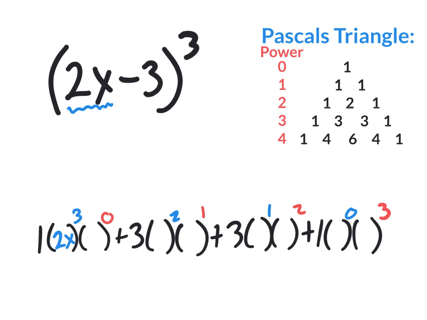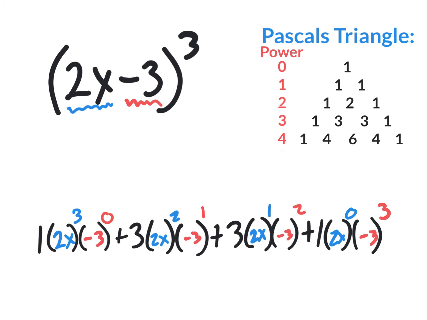2x. What goes in the second parenthesis? Negative 3. So let's put a 2x and a negative 3 on the first one, or a 2x and a negative 3 on the second one. 2x on the first, negative 3 on the second. This will be our answer, but we need to simplify it.